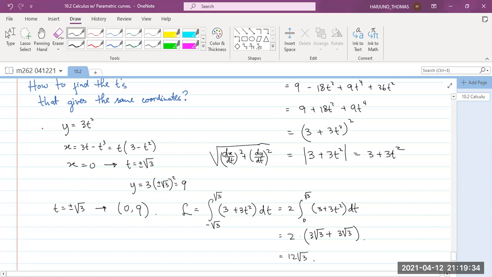So you see, this is the hard one. You need to find 2 different t's that give you exactly the same x and y. You need to see how the x and the y behave actually.